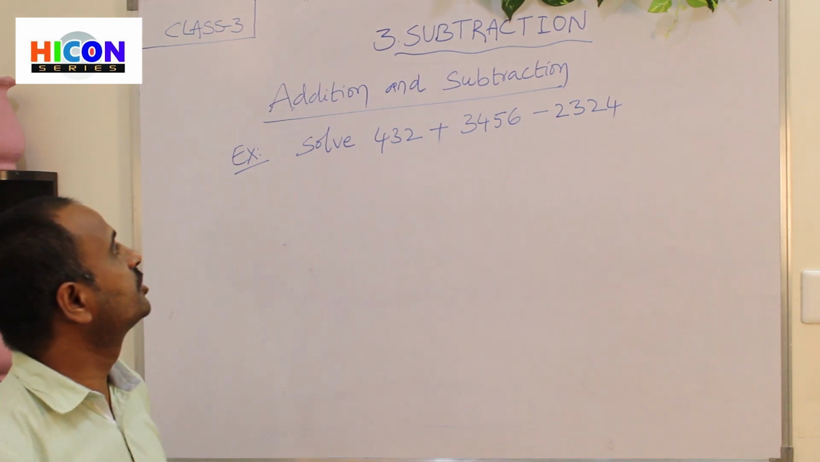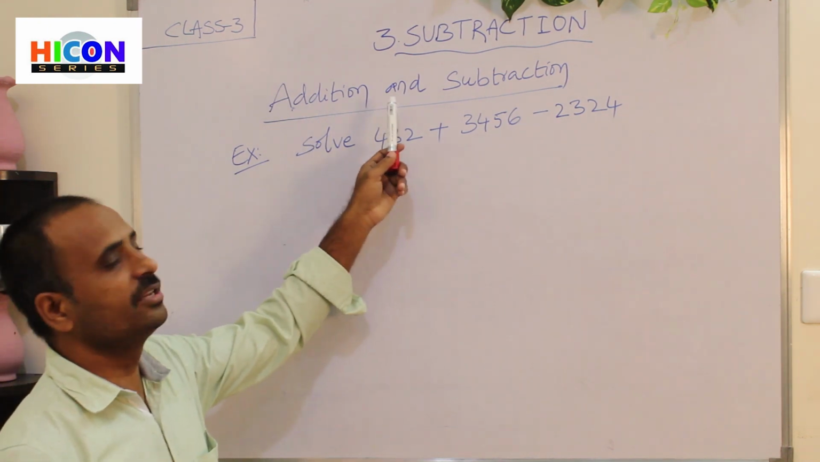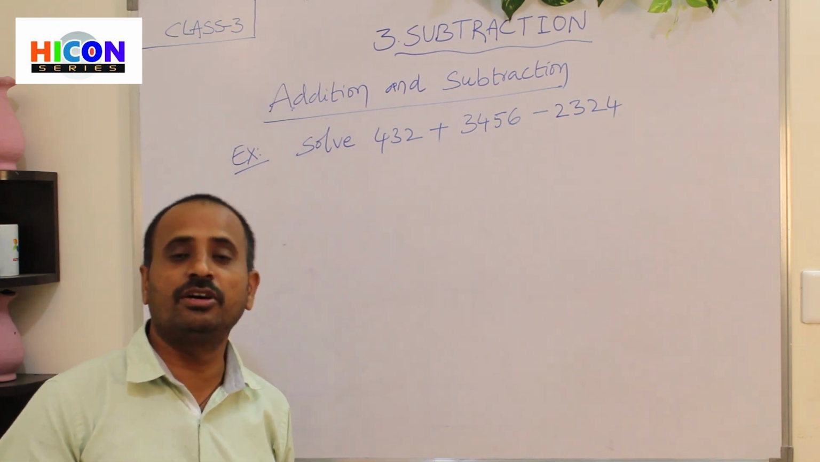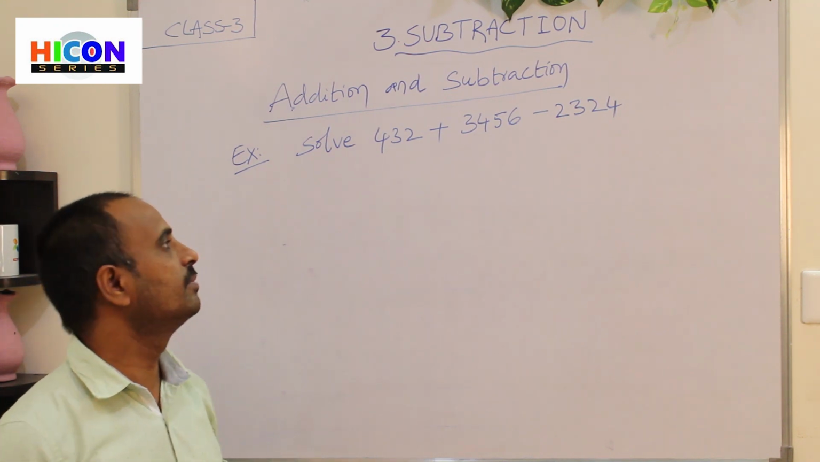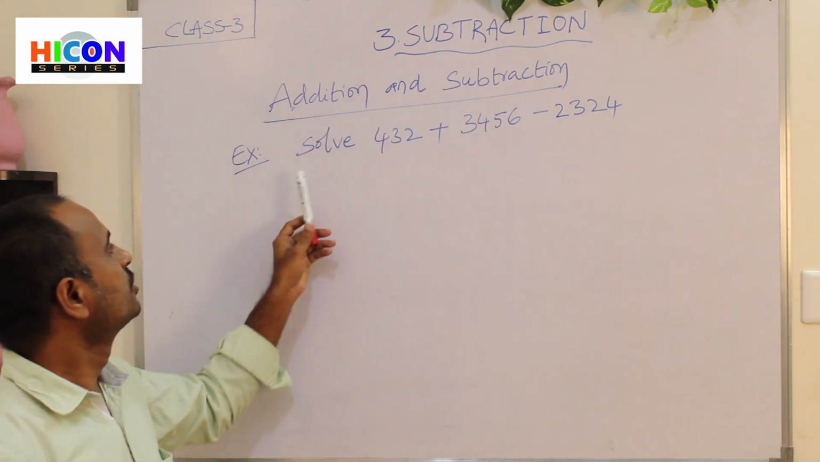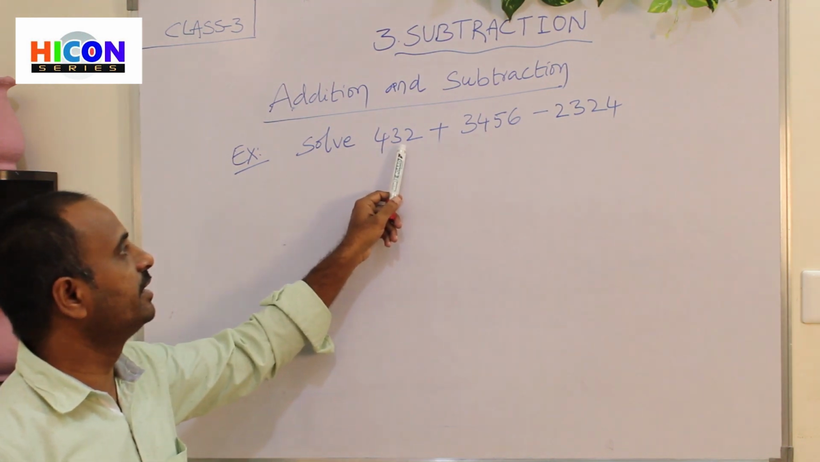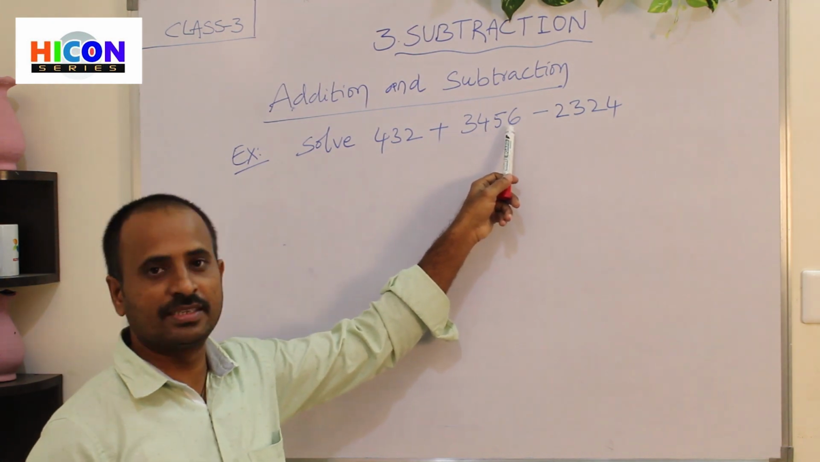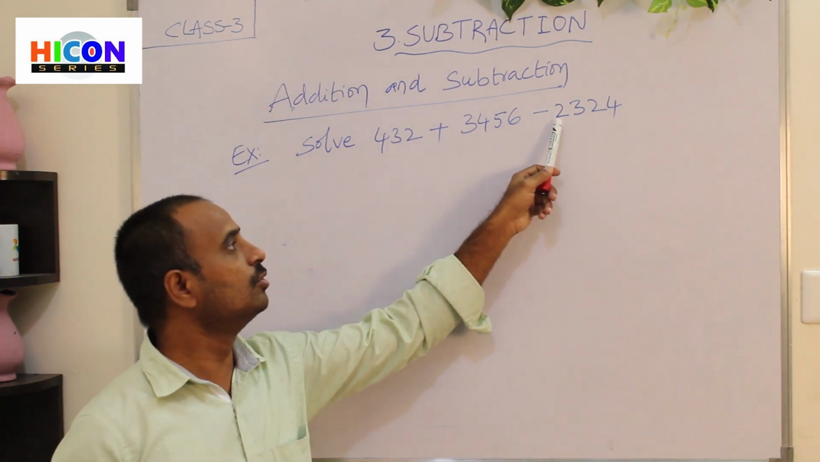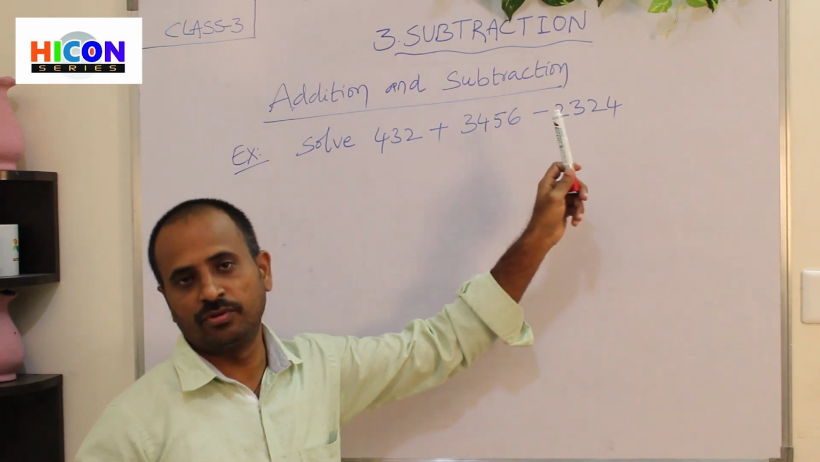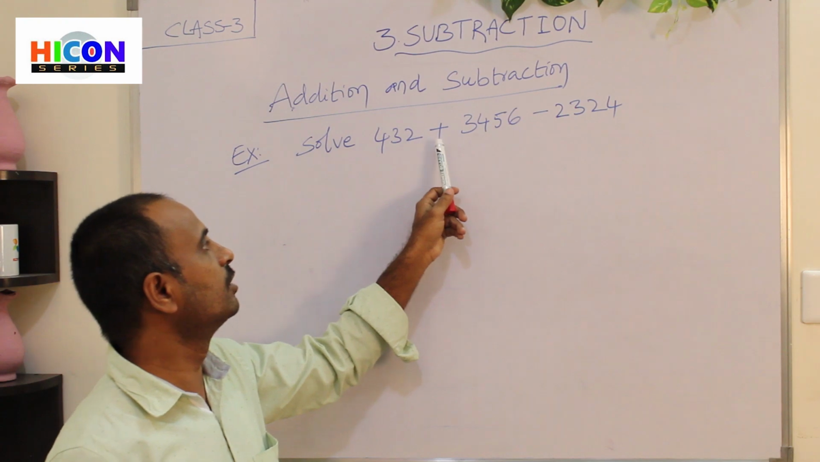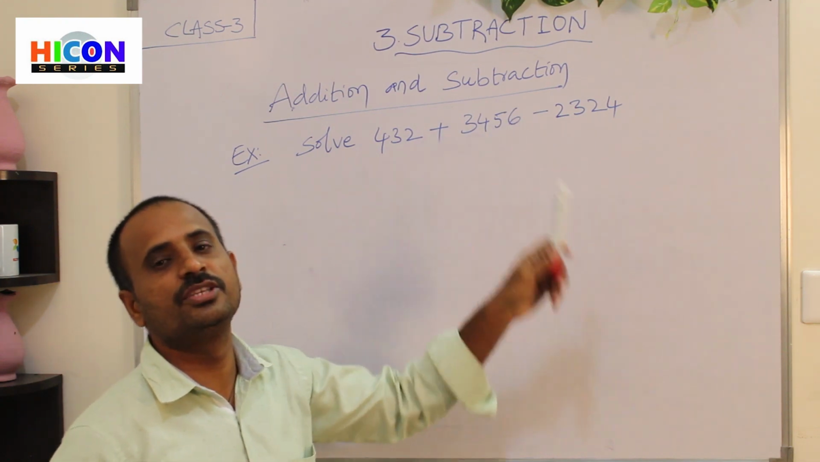The next part in this chapter is addition and subtraction. That means both addition and subtraction are included in the same problem. So let us see an example. Solve 432 plus 3456 minus 2324. Children, if you observe this problem carefully, there are both additions and subtractions in this problem.